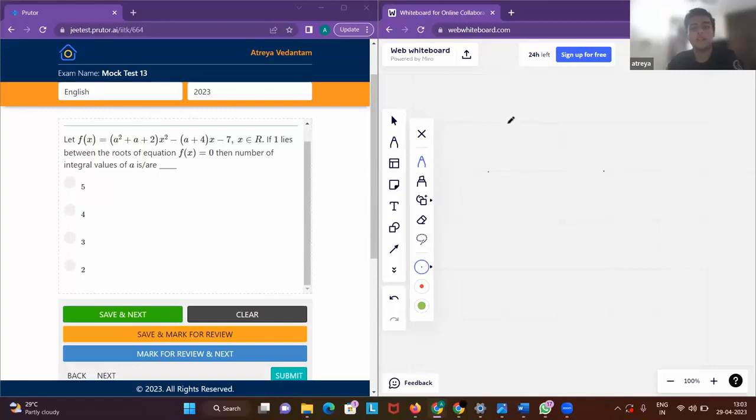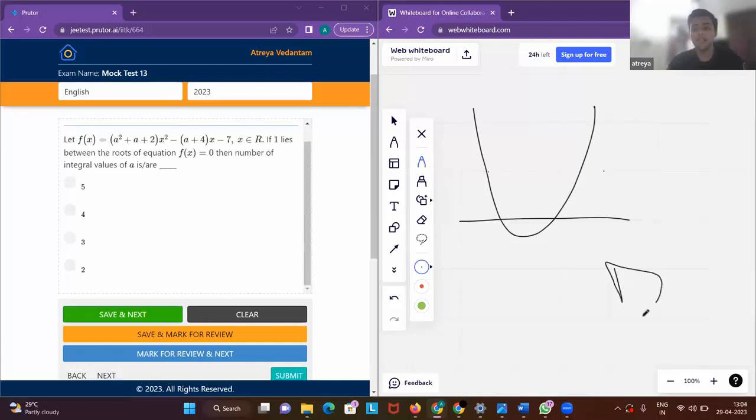However, let us just go with one assumption. Let us say that it is positive. So the parabola is going to look something like this. One is clearly a root and it lies between both the roots. Since both the roots are there, the discriminant is greater than 0.